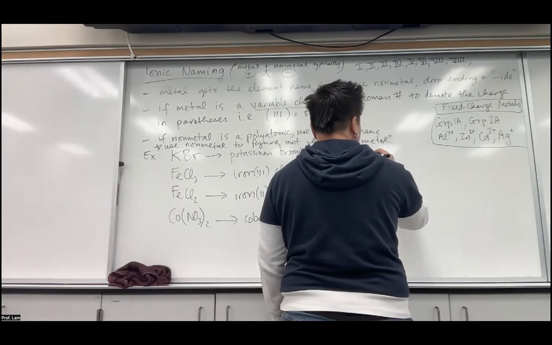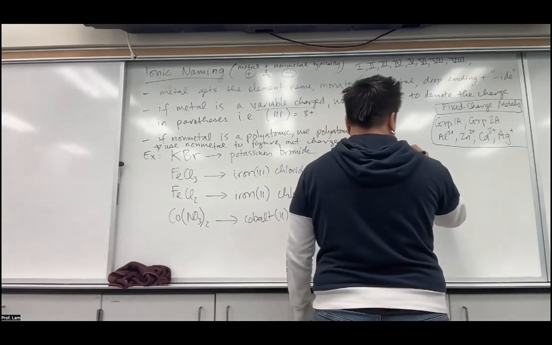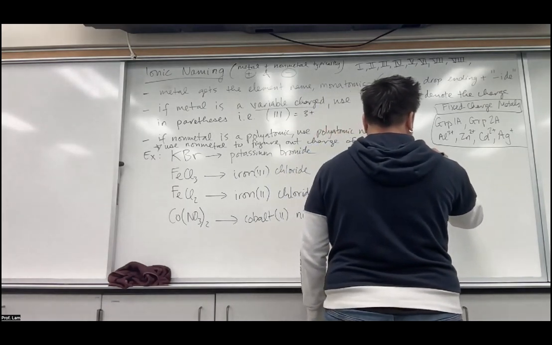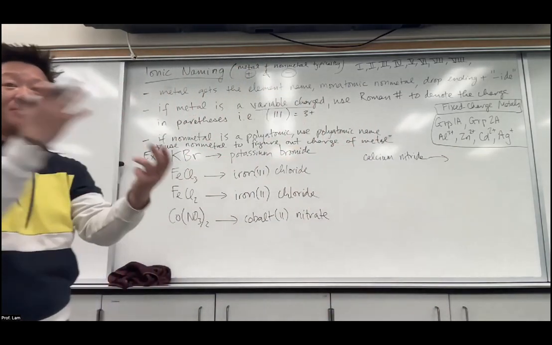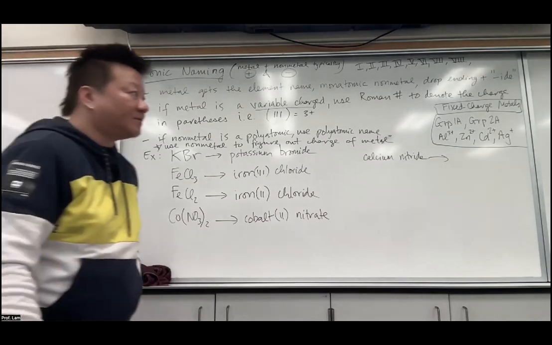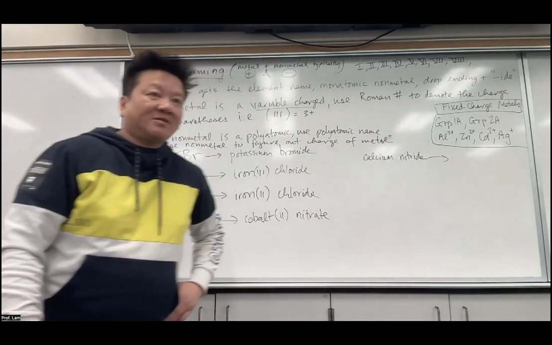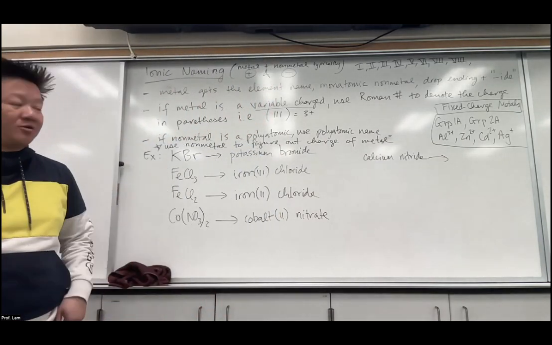Okay. Let's do it the other way around. I want calcium nitride. I want the formula now. I'm going from the name to the formula. You want to practice both ways when you're doing this naming. So you want to figure it out. Yeah, you want to make it neutral, right?